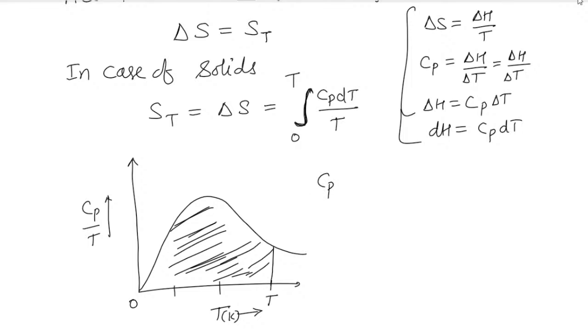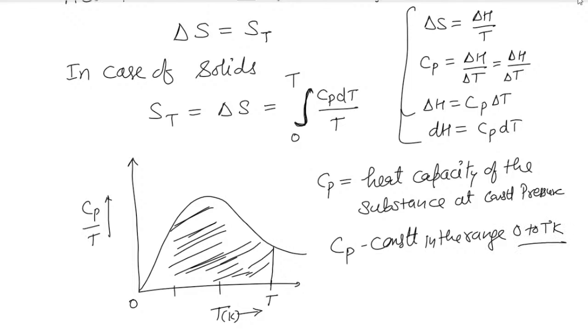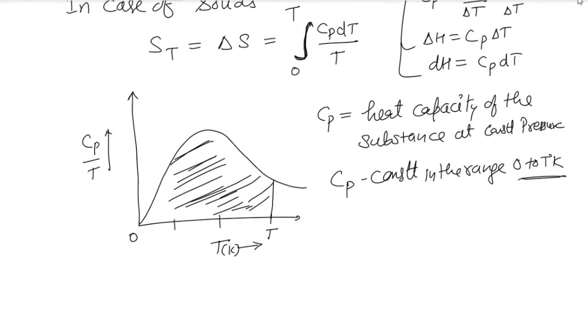And what is Cp? It is the heat capacity of the substance at constant pressure, okay. Cp, okay. And because there is a single Cp value, that means this value is constant within that range, 0 to T Kelvin. In this range its value is constant. We suppose it to be constant.